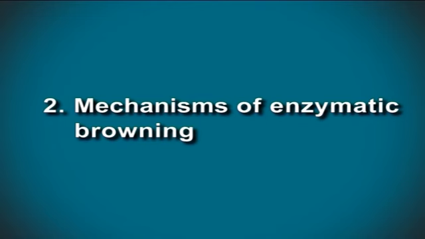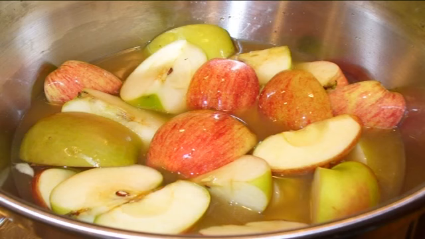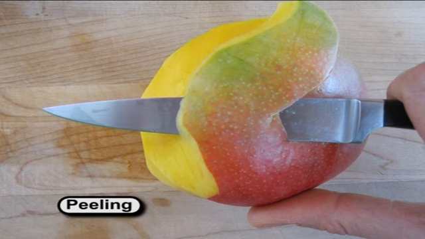Next is mechanisms of enzymatic browning. Browning occurs only when fruits and vegetables are exposed to processes such as cutting and peeling, which cause destruction of cell membranes, exposing the cell components to the environment.